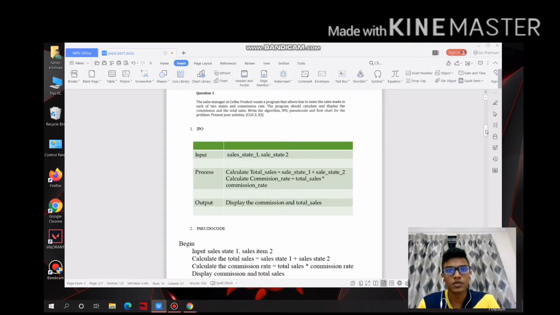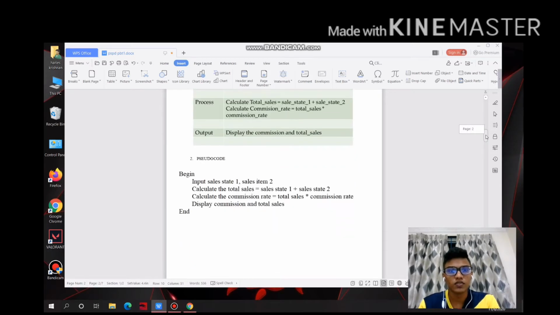For the IPO, the input is sales state 1, sales state 2. The process is we need to calculate total sales and we need to calculate commission, and the output is we display the commission and the total sales. So for the pseudocode, we begin with input sales state 1, sales state 2, and then we calculate the total sales. We calculate the commission using the formula, and then we display commission and total sales, and then we end the program.